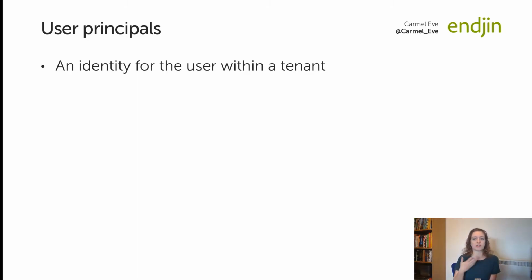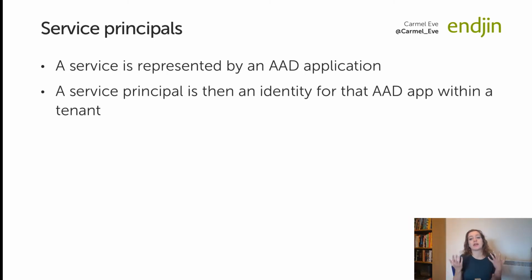This user will be associated with a user principal in each of the AAD tenants which control resources that it needs access to. And then for services, a service is represented by an AAD application in its home tenant. Say you could have an Azure Function service, and that would be represented by an AAD application within the tenant which controls the subscription that it resides in. You can think of the AAD application as the physical representation of a service. Then in each tenant for which the service needs access to resources, it will have its own service principal. So the service principal is like the identity of that application in each tenant.